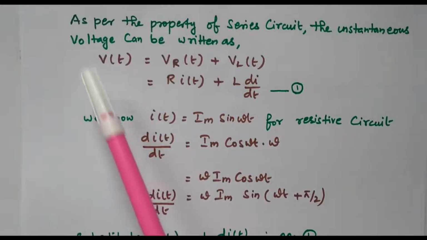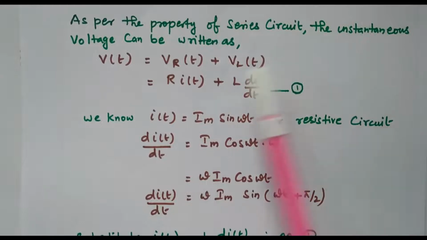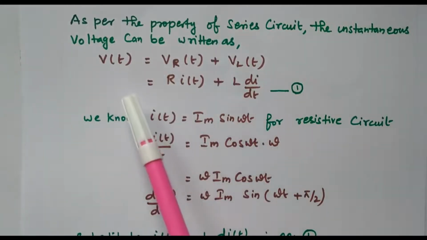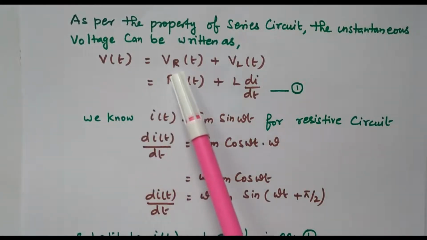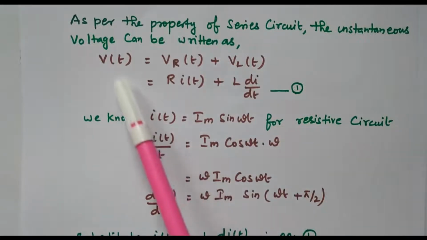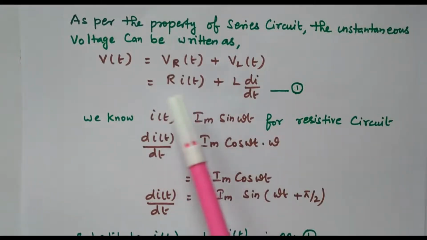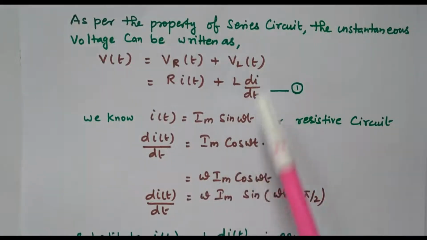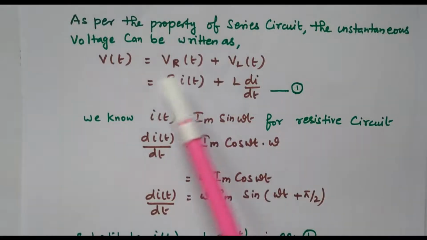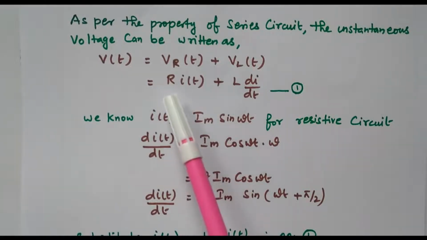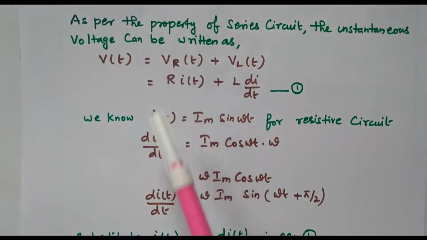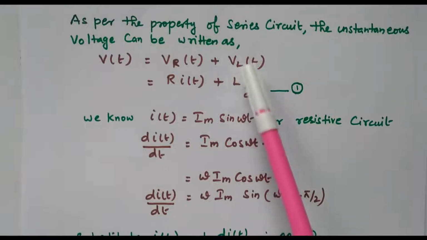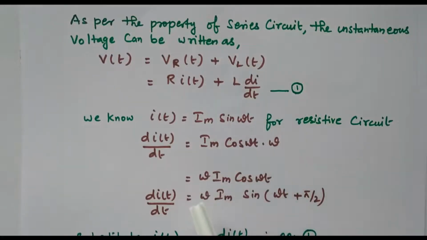Now we'll see, as per the property of the series circuit, the voltage can be written as V of t equal to VR of t plus VL of t. That is, total voltage equals voltage drop across the resistor plus voltage drop across the inductor. This is another format. In order to analyze the phase angle between current and voltage, again we are analyzing this voltage. VR is nothing but R into I of t, V equal to IR. Similarly, the voltage across the inductor is L di by dt.